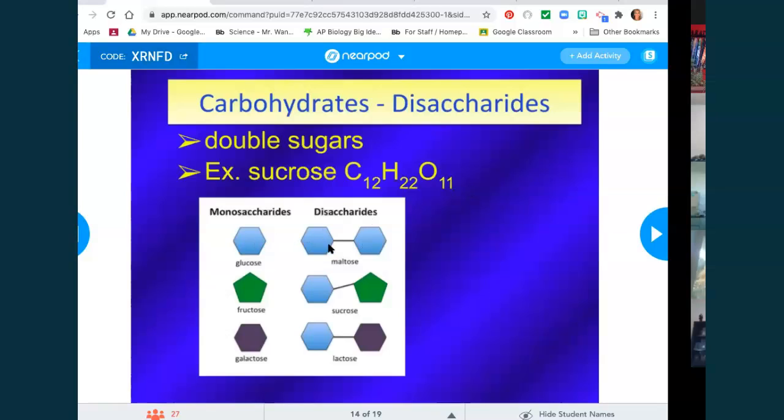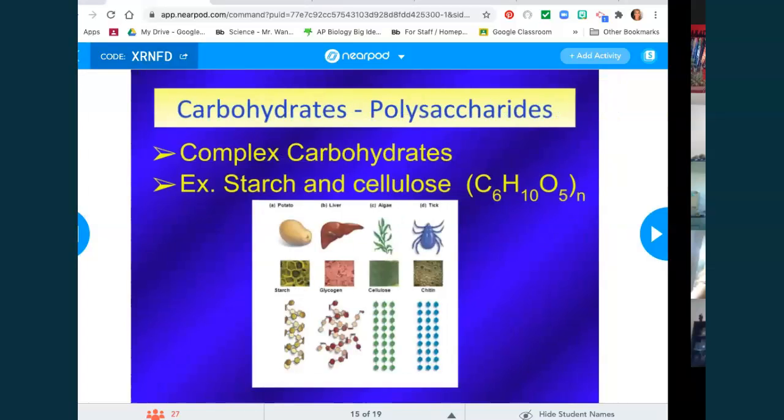So here's 2 glucose molecules bound together. Here's a glucose and a fructose. Fructose is found in fruit. It's also a simple sugar. Here's a glucose bound with a galactose, which makes lactose. Some of you may be lactose intolerant, so that sugar is found in milk. All right, so 2 simple sugars put together to make a double sugar is a disaccharide.